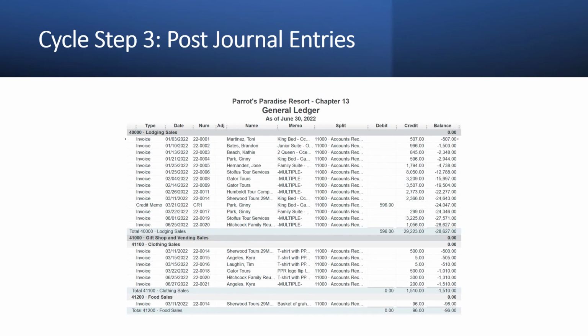Cycle Step 3: Post Journal Entries. In the third step of the accounting cycle, you find the entries that were entered into the general journal posted to the individual ledger accounts. This step is done entirely behind the scenes for you, thank you, QuickBooks. If using the Premier Accounting version of QuickBooks, you can run a general ledger report that shows the balance of each account and the transactions that affect it, broken down by debits and credits, for the stated time period.